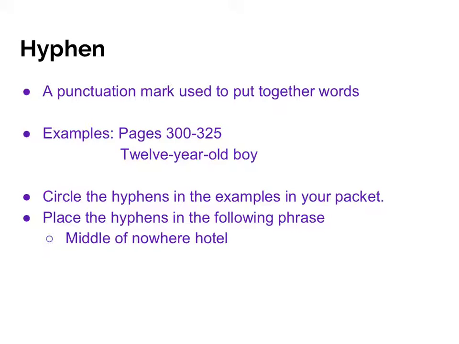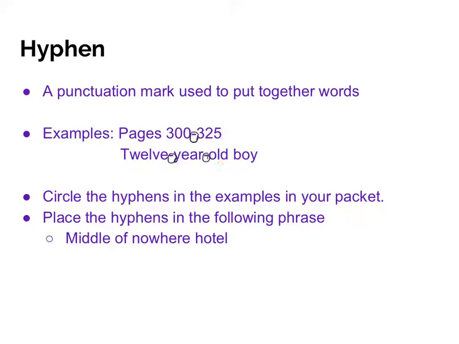A hyphen is a punctuation mark used to put together words. Examples, pages 300 to 325. Here is our hyphen. It means two. Another one, 12-year-old boy. Hyphens here. And here's why we put hyphens in this example.